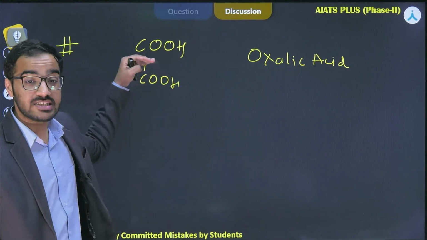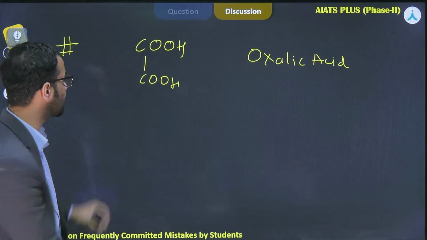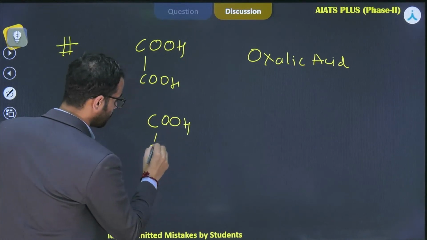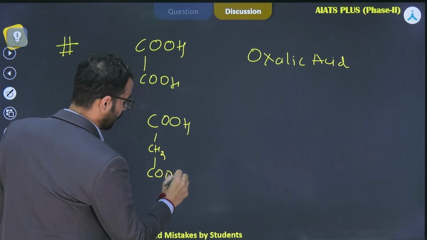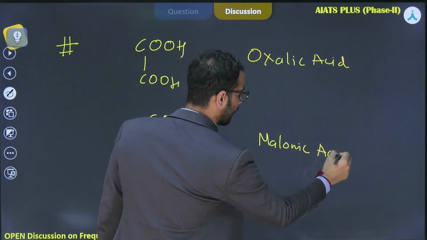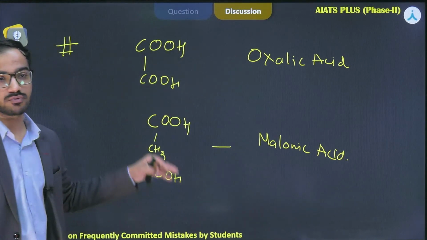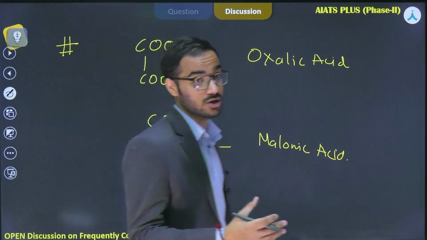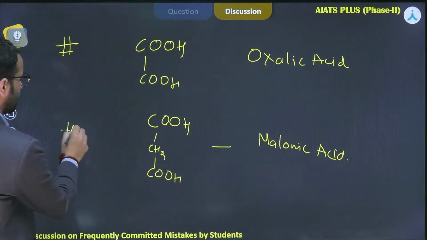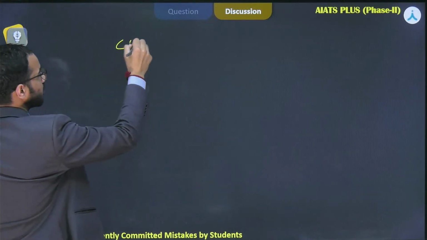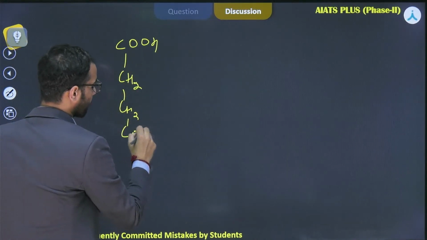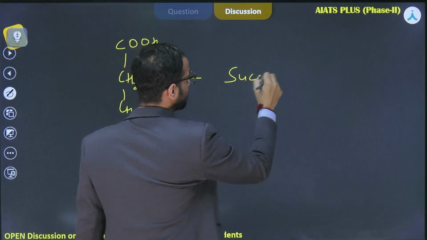And if I am adding a CH2 group in between them, you will be having COOH, CH2, COOH. This is malonic acid. Try to learn this. And at last of this portion, we will be having a trick so that you guys will remember all the names here. Okay, this is malonic acid. If you are adding one more, this is succinic acid.